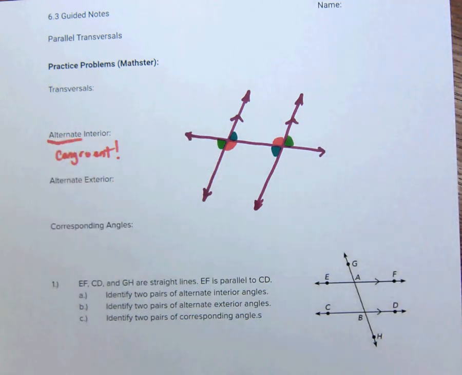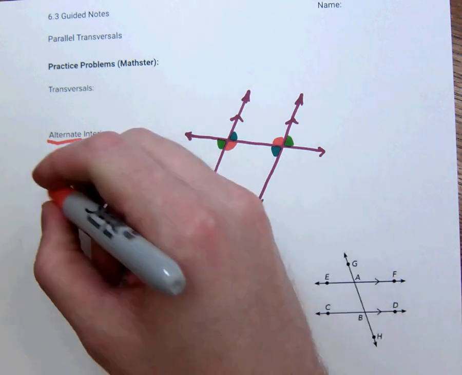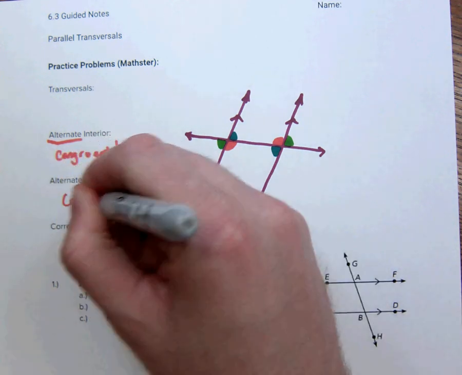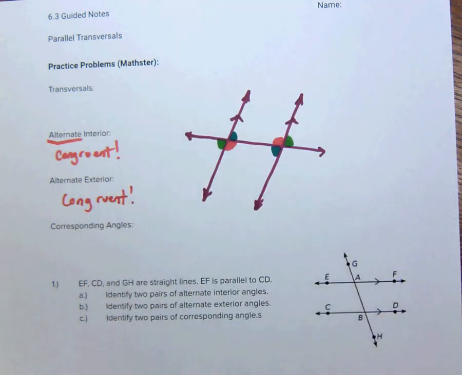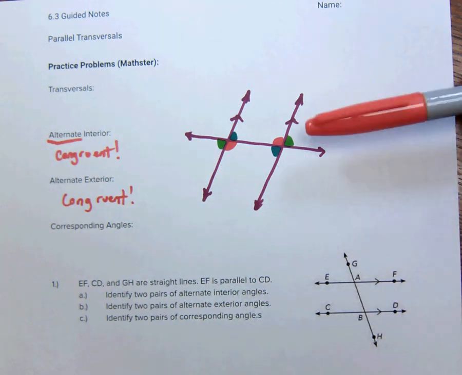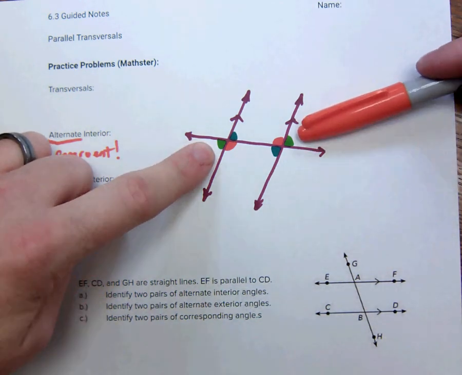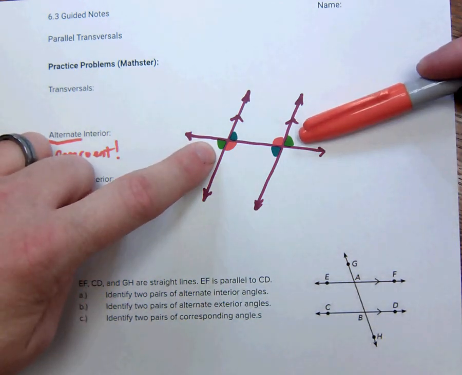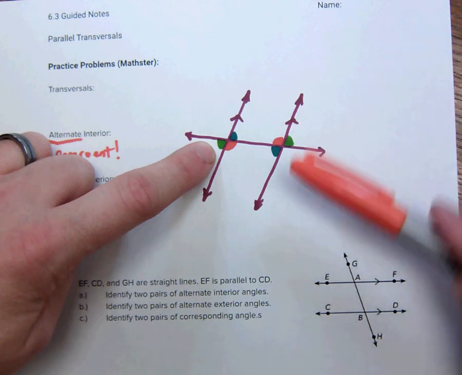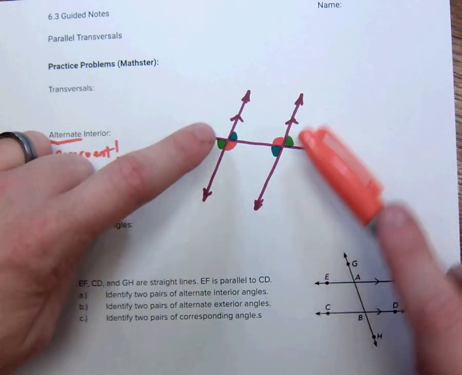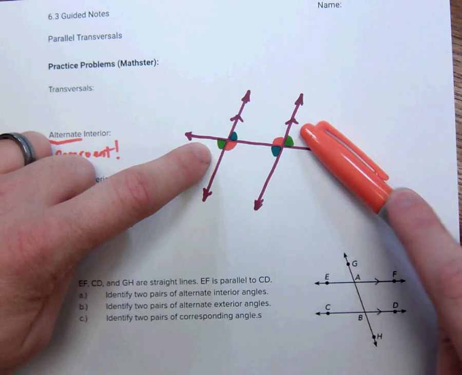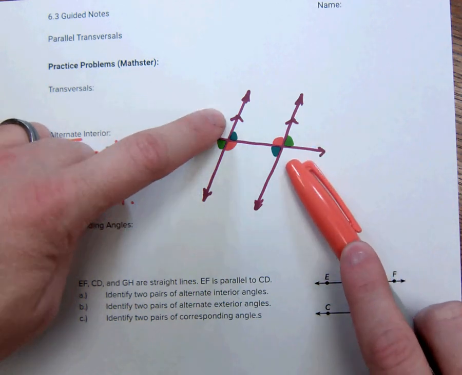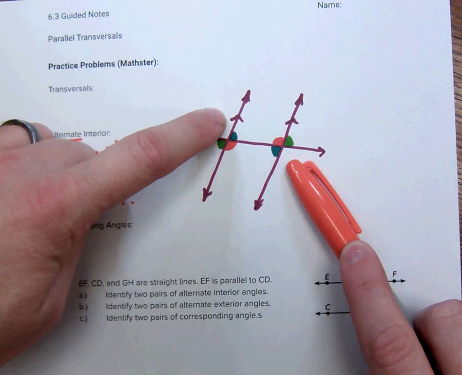Again, why this is important is because they're congruent. So alternate exterior angles are on opposite sides of the transversal, outside of the parallel lines, exterior of the parallel lines. These two are also alternate exterior.